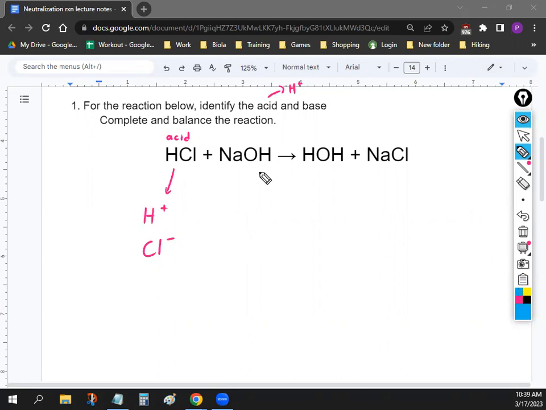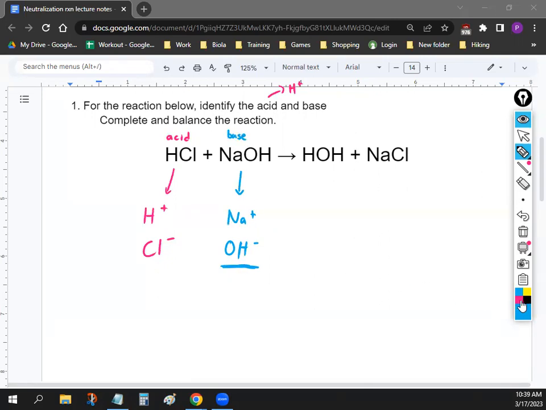Okay. The next chemical, NaOH, if you take a look at this chemical, this is going to break down to Na plus and OH minus. Again, it's the same thing that we did last unit. We're just building on top of it. And since this chemical is going to make more OH minus when you put it into a solution, this is going to be your base.